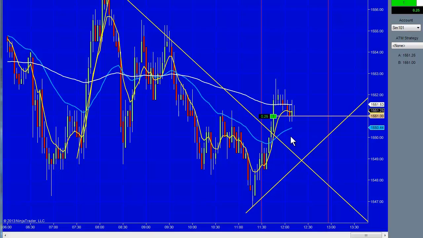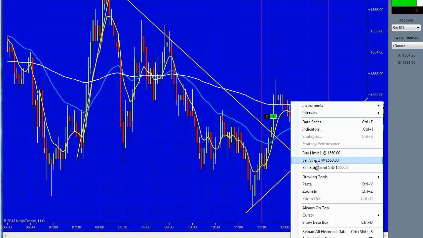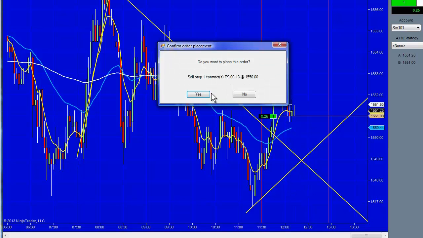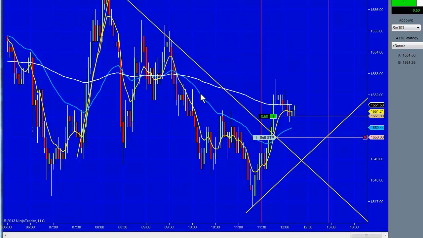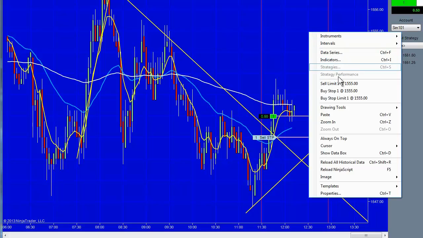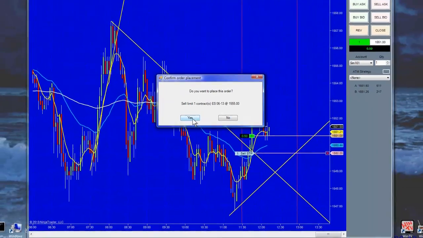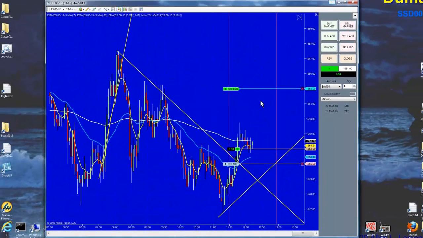So I right click on it, put a sell stop, and confirm the order. Order pending. Okay, now, because we might not get much of a move today, I'm going to look, maybe we might make it up to these highs up here. So I'm going to put a sell limit up here. Order pending.